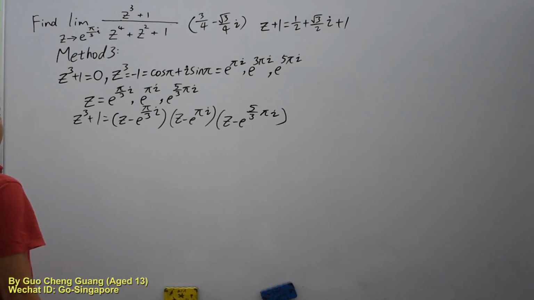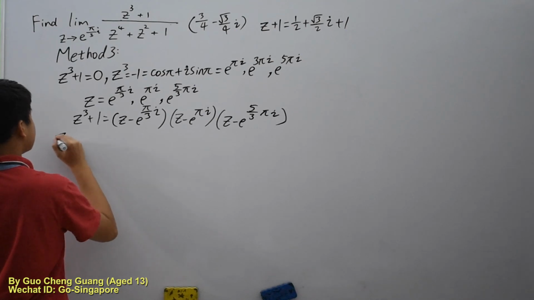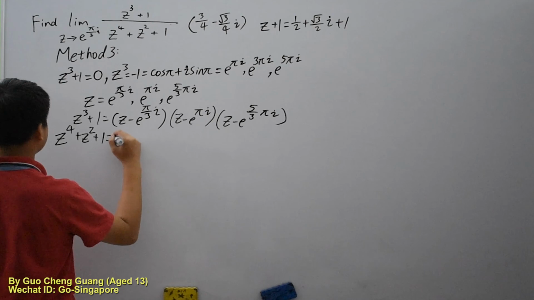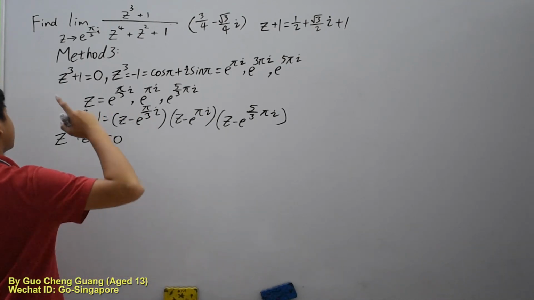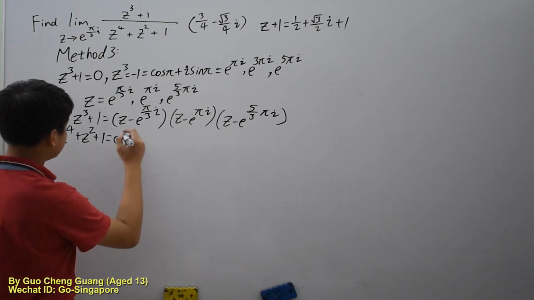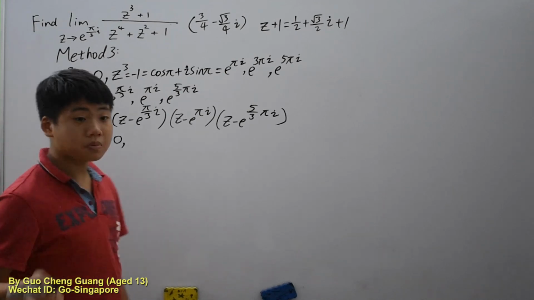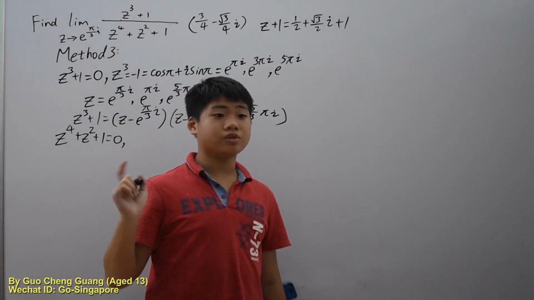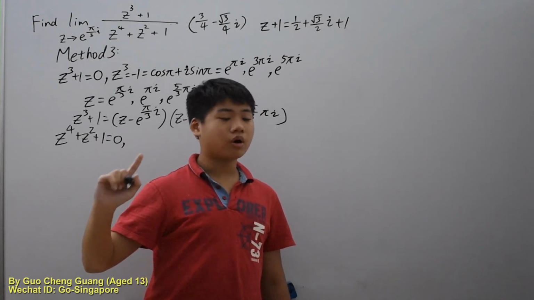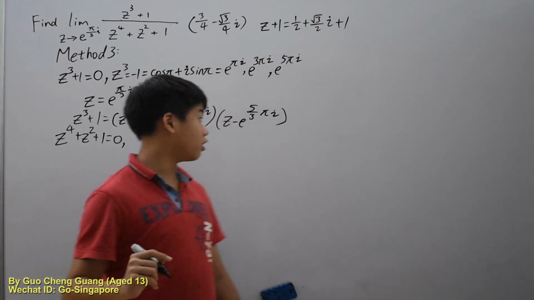While the next part would be z to the power of 4 plus z squared plus 1, and since this is 0 over 0, which you have calculated by direct substitution, this part is also 0. Wait a second. From the second method, we have been taking z squared as one variable.